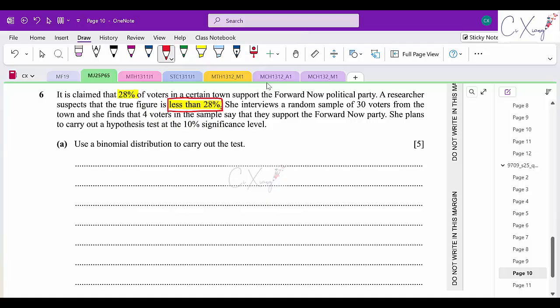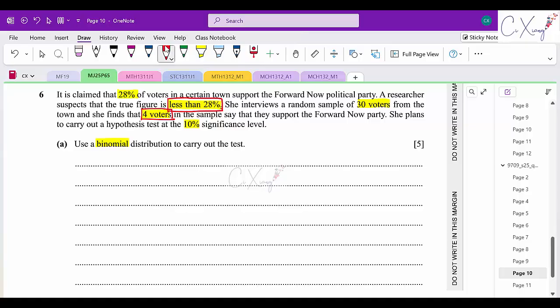She interviewed a random sample of 30 voters from the town, and she finds that 4 voters in the sample say they support the party. The 4 voters here, the value 4 is the observed value. We will use it to calculate the p-value later when we carry out the test. She plans to carry out a hypothesis test at 10% significance level. Use a binomial distribution to carry out the test. Highlight the keyword binomial.